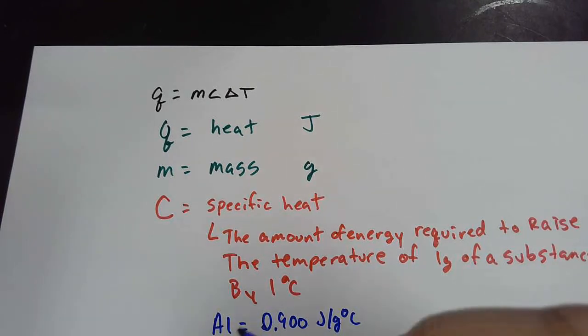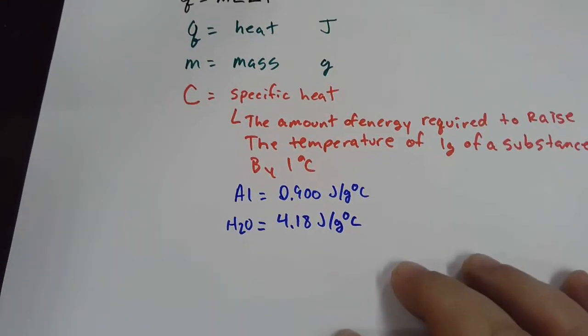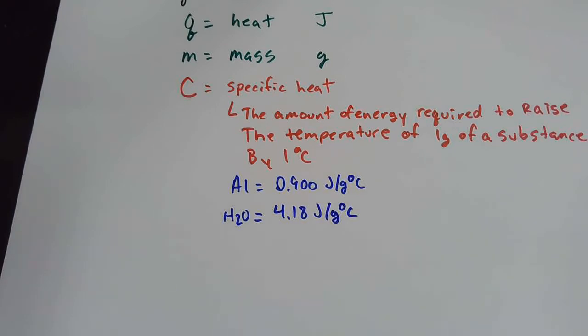How about a comparison? H2O is 4.18 joules per gram degrees Celsius. So that's about 4.5 times more. Water takes 4.5 times more energy than aluminum. So what does that tell me about those two substances?